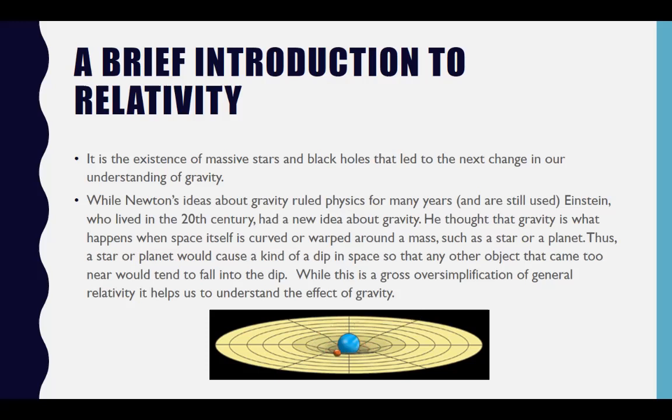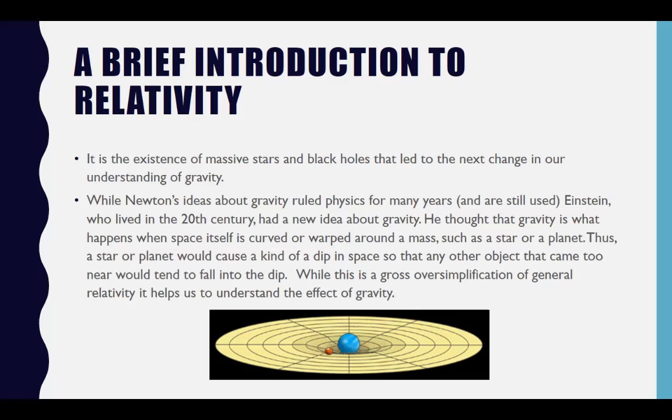Einstein lived in the 20th century and he had a new idea about gravity. He thought that gravity is what happens when space itself is curved or warped around a mass, such as a star or a planet. If this is true, then a star or a planet would cause a kind of dip in the fabric of space-time, and any other objects that came too close to that dip would tend to fall in the dip. And while this is a little oversimplified to help visualize it, this is kind of what general relativity teaches us.